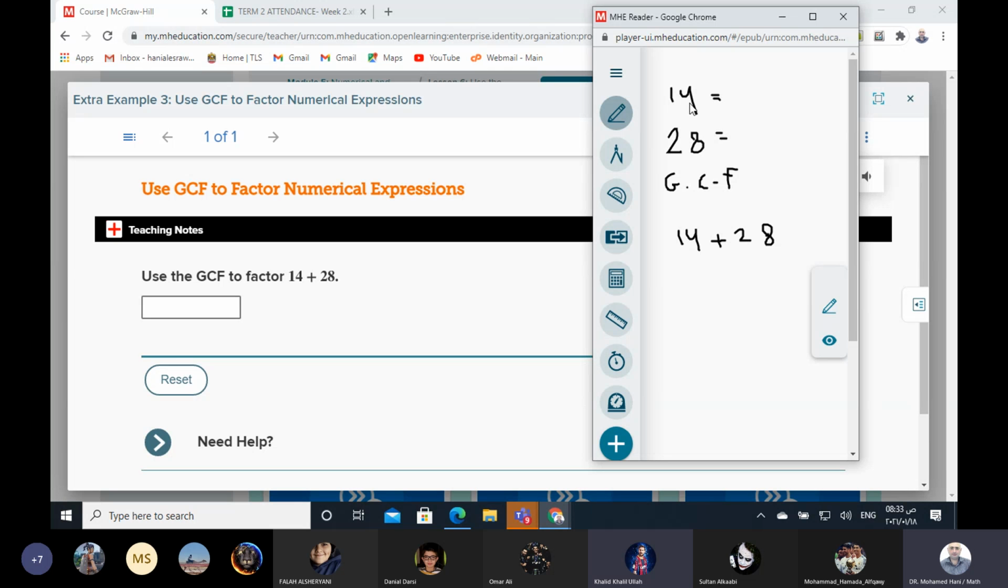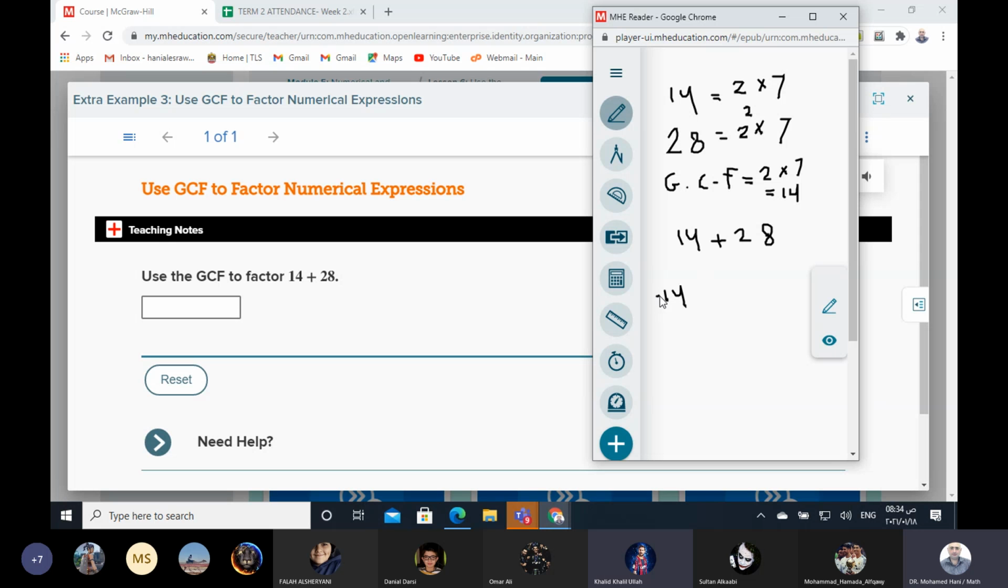Okay, listen. 14 will be 2 times 7, and 28 will be 2 exponent 2 times 7. So for the GCF, take the common factors. We have 2 and 2 exponent 2, take 2. Then we have 7. 2 times 7 will be 14. So the GCF will be 14.